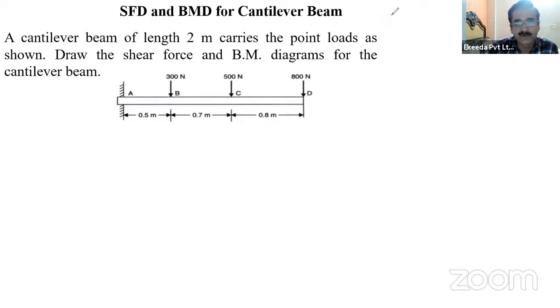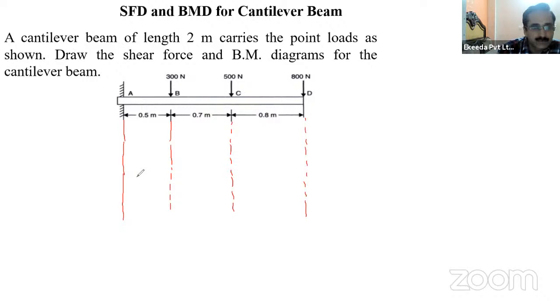There was some connectivity issue. So we were drawing the bending moment. We have already drawn the shear force. Now we are drawing the bending moment at this section, right? Here we want to draw the bending moment diagram for A, B, C, and D. So how to draw the bending moment?